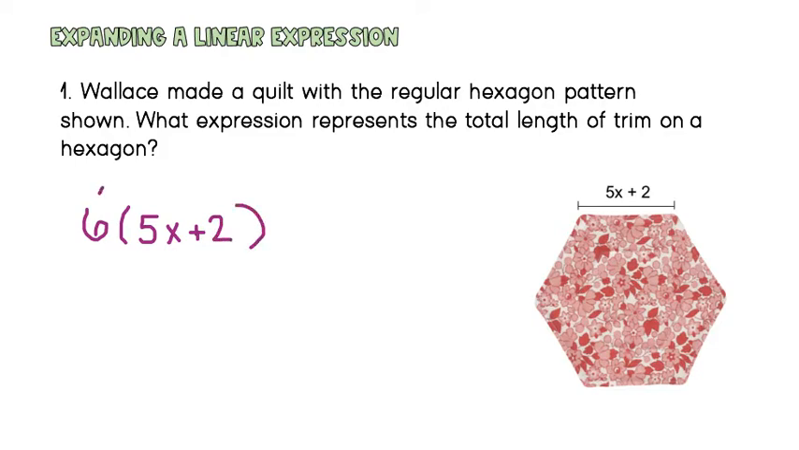I'm going to draw my arrows because we have to distribute. That number on the outside of our parentheses is going to be multiplied by everything inside of the parentheses. So 6 multiplied by 5x gives me 30x. And 6 multiplied by a positive 2 gives me a positive 12.